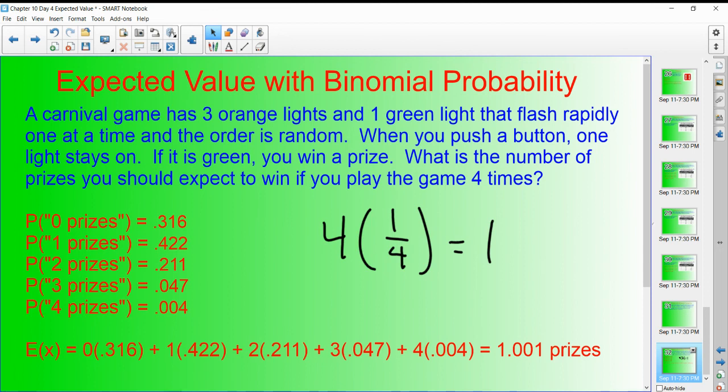So expected value uses what we know, takes an event and multiplies by its probability to weight it towards what's most likely. So now we have the ability to use expected value to make decisions with probability. And that's what we're going to do in our final lesson next time. We're going to make decisions.